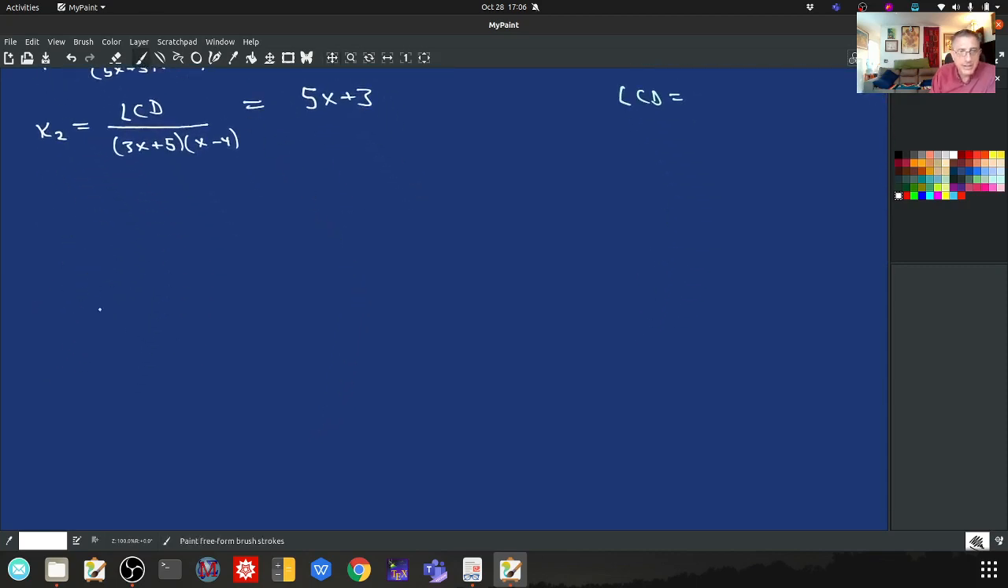So next to the final step, I can add my 2. I have everything I need. It's all going to be over my LCD. So I multiply my first numerator times k1. Then I add my second numerator times k2. So that's what we're going to do.